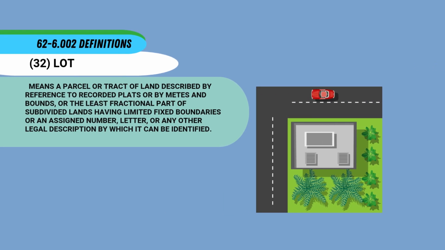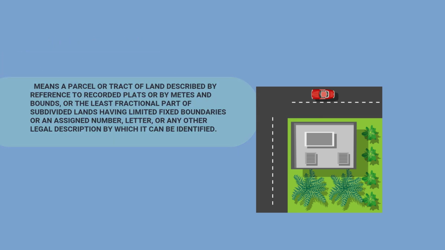Lot means a parcel or tract of land described by reference to recorded plats or by metes and bounds, or the least fractional part of subdivided lands having limited fixed boundaries or an assigned number, letter, or any other legal description by which it can be identified.